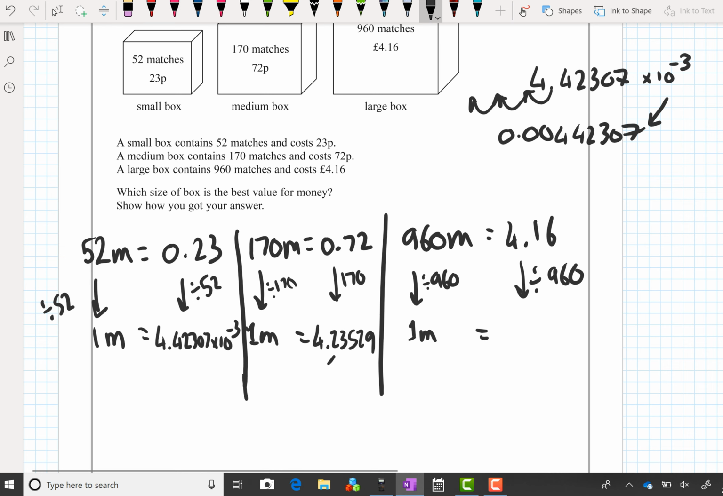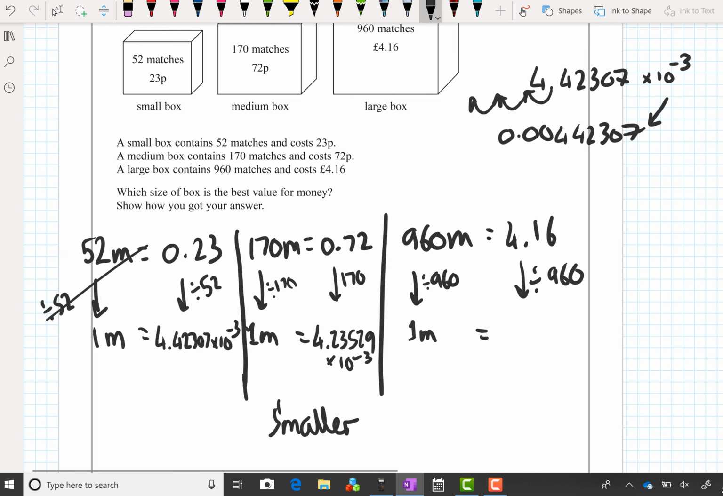4.23529 times 10 to the minus 3. So instantly, just looking at the one on the left and the one on the right, they're both times 10 to the power of minus 3, so that means they both move back exactly the same amount of decimal places. That means you can compare them exactly as they stand. Now currently, 4.23529 is smaller than 4.42307. So that one's currently bigger on the left, this one's a smaller one.